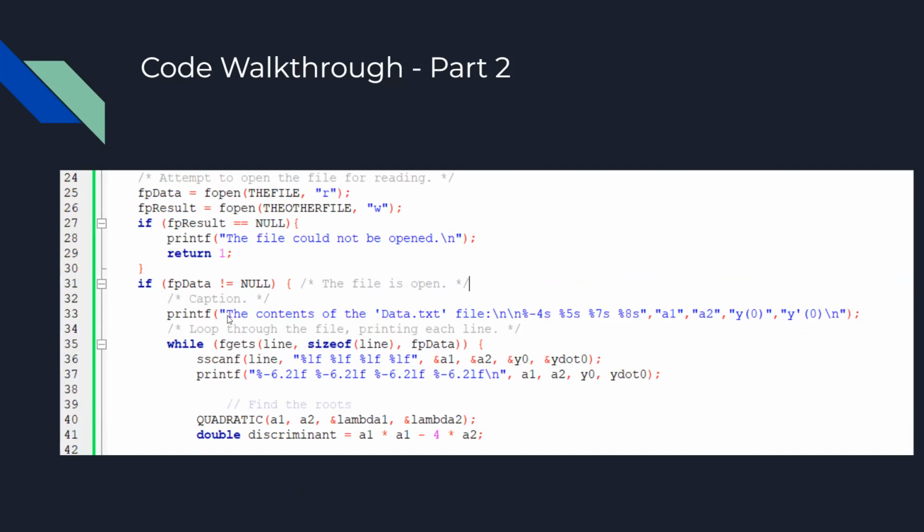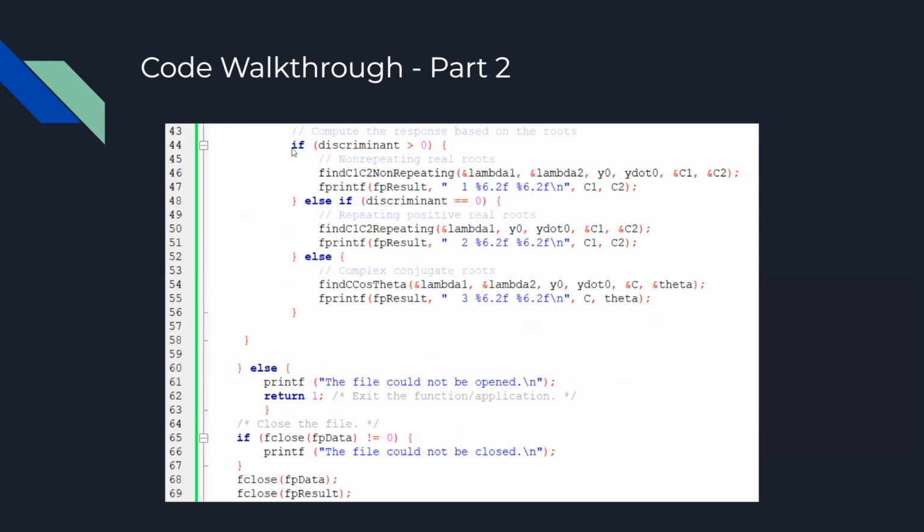I have a conditional for if the file could not be opened, as well as if it was successfully opened. So this conditional statement here, the while loop, would use the line array from earlier to scan each line in the data text file and print all the values in that line. As we can see right here, it would use these pointers and then print the necessary values. Again, I use the quadratic formula from the header file as well as the discriminant, similar to part 1.